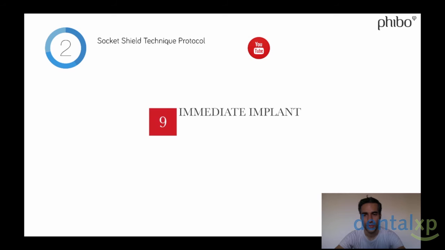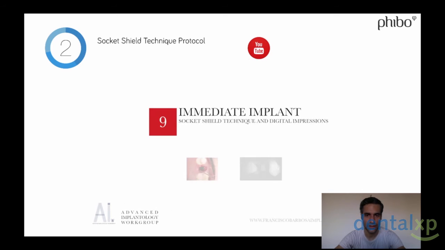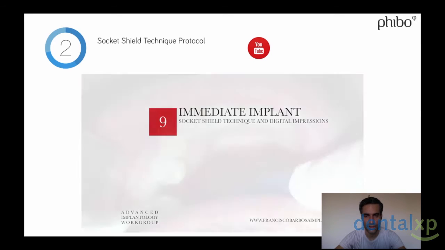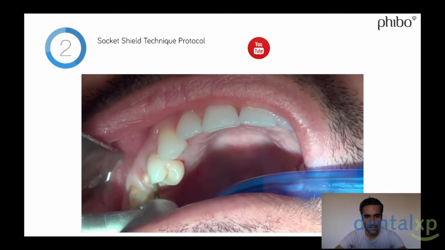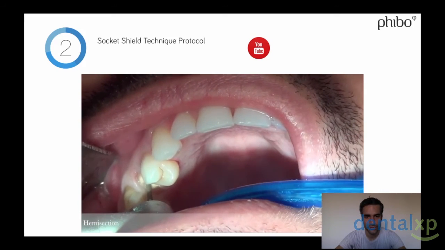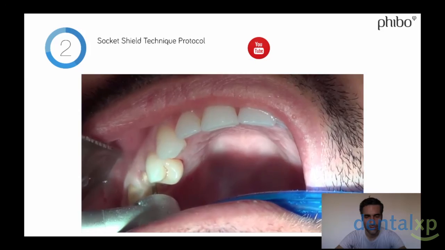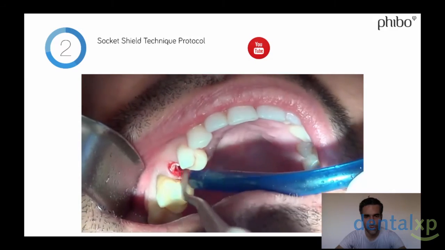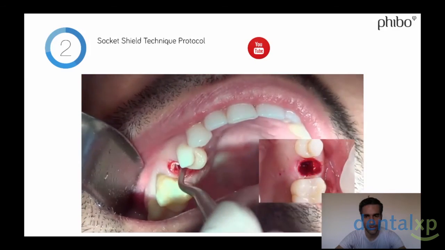video where we will see the whole surgery we're using for the socket shield. As you can see, the first thing is the hemisection of the root. Okay, so after doing this hemisection, we remove very carefully the palatal fragment.